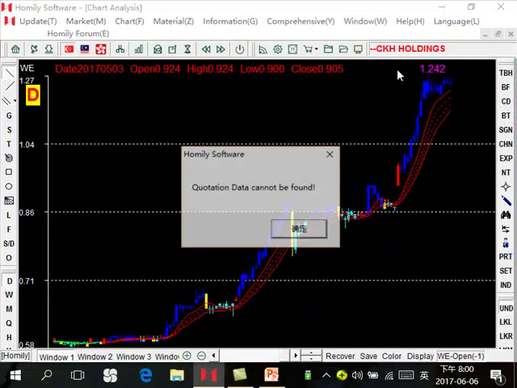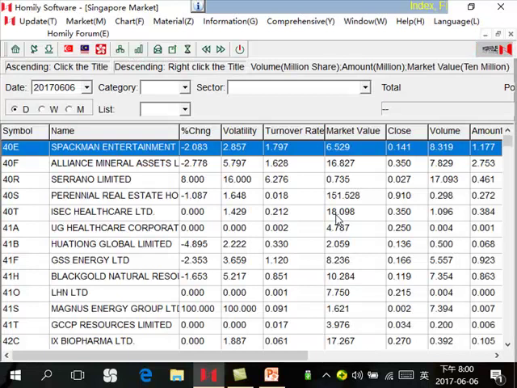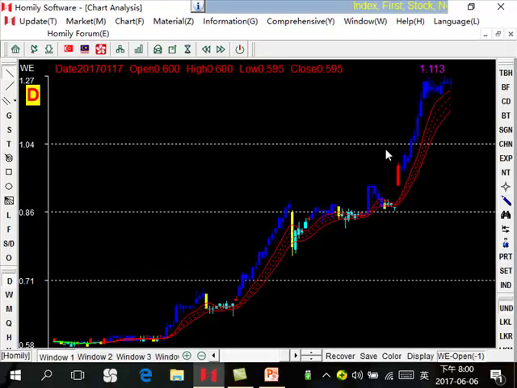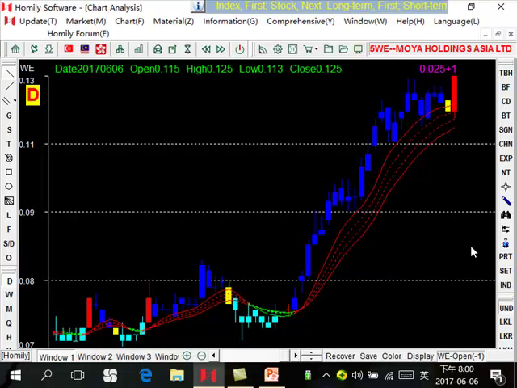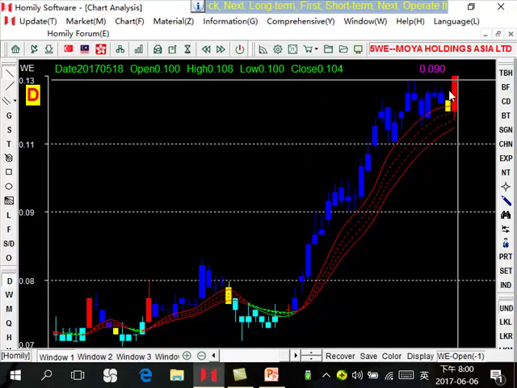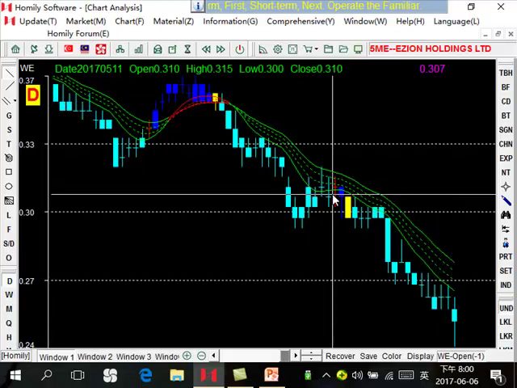Then we can see some other stocks. Then we can see the first one. For this stock, can we buy or not? No, because it is green and there is no red candlestick, so it is not a good buy point. So for this stock, buy point or sell point? It is a buy point, because red band and red candlestick. Then this one, green band and red candlestick, can we buy or not? Later I will tell you.